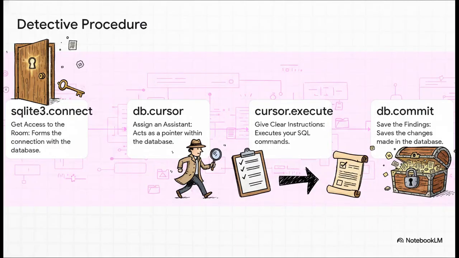So, here's your basic game plan, your detective procedure. Step 1, you gotta get access to the room. In our code, that's sqlite3.connect. Step 2, you assign an assistant to do all the running around for you. That's your db.cursor. Step 3, and this is crucial, you have to give that assistant crystal clear instructions. That's what cursor.execute is for. And finally, step 4, once your assistant has the goods, you've got to save your findings with db.commit.